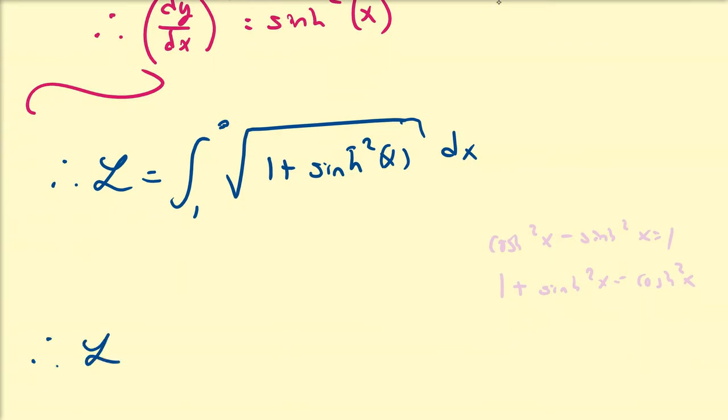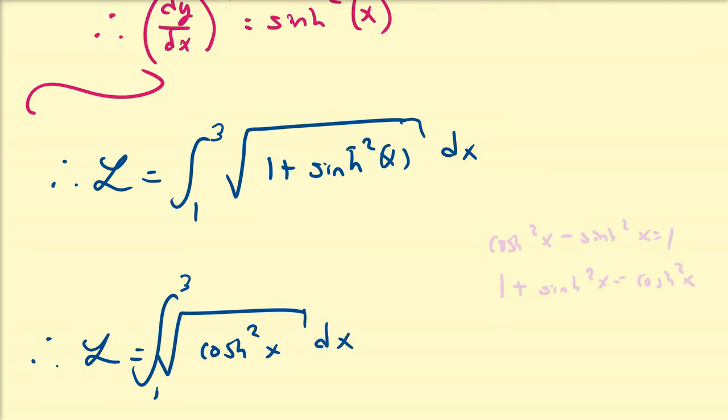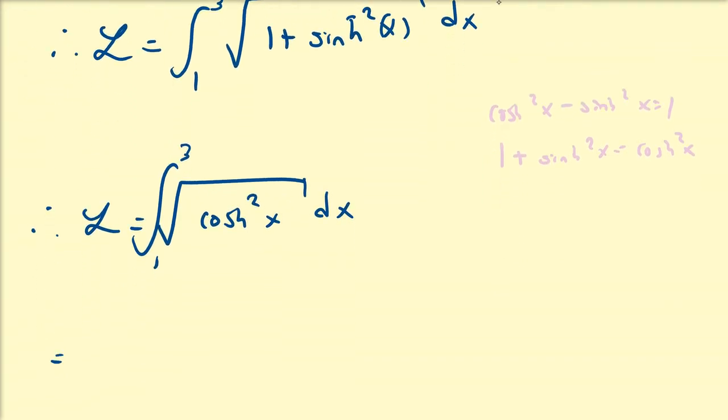So that means the arc length, why did my integral go that way? That was written correctly, just sloppily. So this is just going to be equal to the integral from 1 to 3 of the square root of hyperbolic cosine squared of x dx, which is just going to be equal to the integral from 1 to 3 of hyperbolic cosine of x.